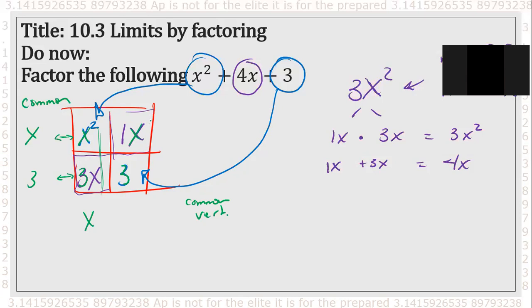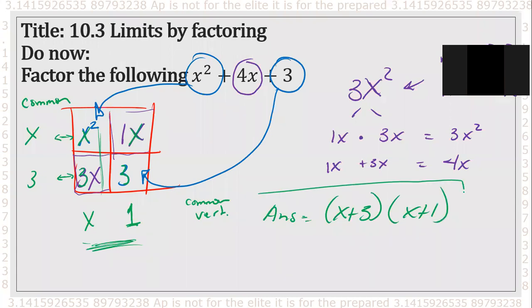And then right here, they have nothing in common. 1x and 3, they don't have anything in common. So I'm just going to go ahead and put 1 because everything has a multiple of 1. So in reality, your answer is this right here. It should be x, and the 3 is positive, so our answer is x plus 3. And this right here is also positive, it's going to be x plus 1. This right here is your solution. Any questions on that?